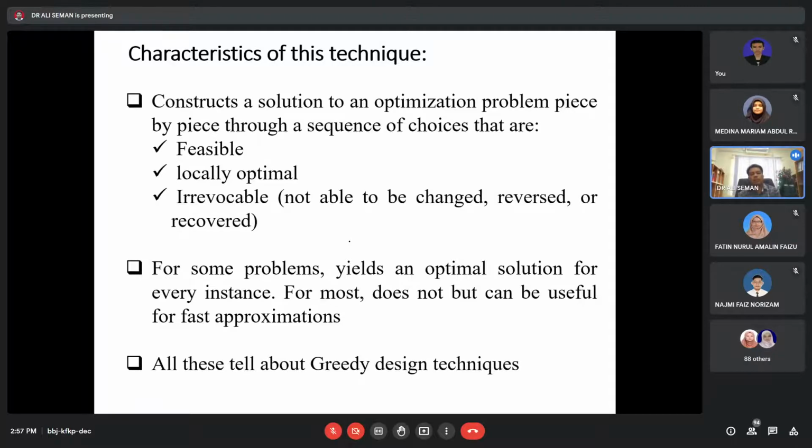So the conclusion can be made here from the analogy, as well as the example algorithm or problem from the coin change and Dijkstra: first, construct a solution to an optimization problem piece by piece through a sequence of choices that are feasible, locally optimal, and irrevocable, meaning not able to be changed, reversed, or recovered.